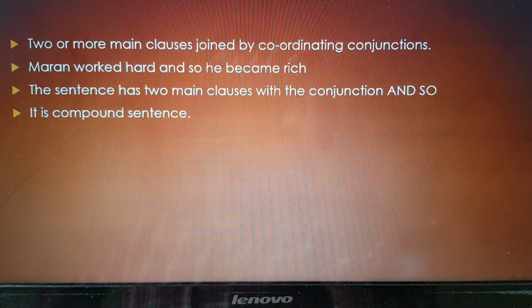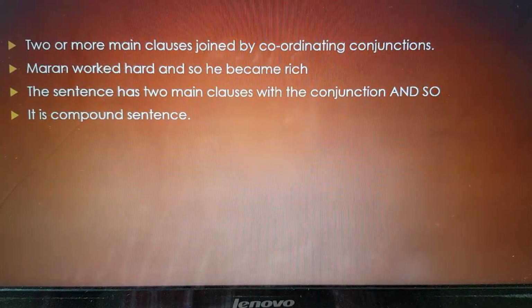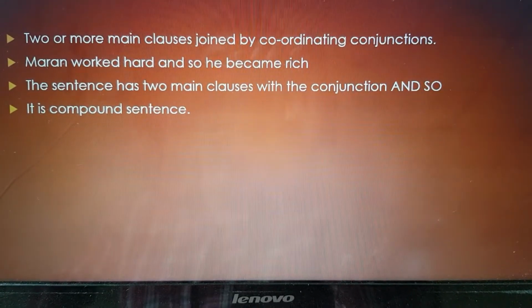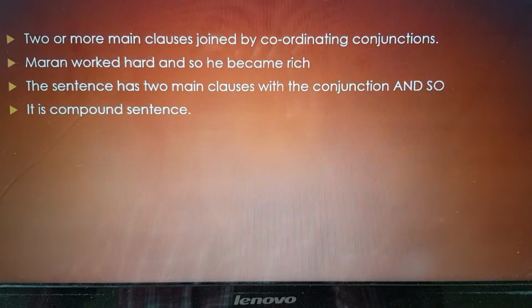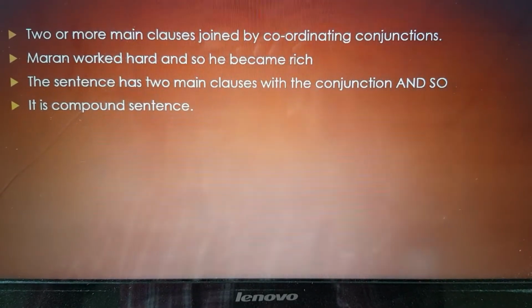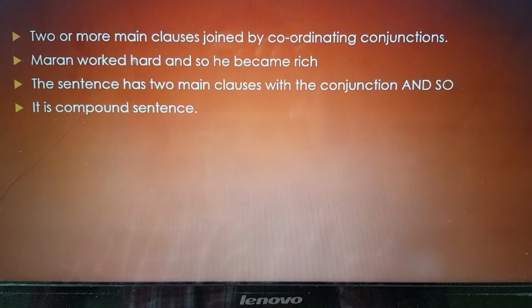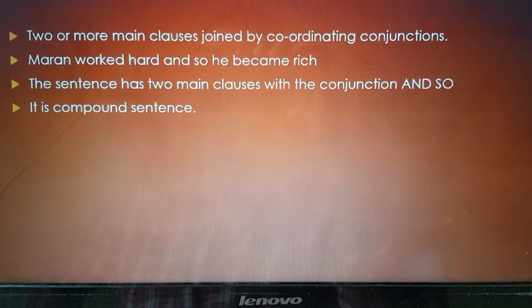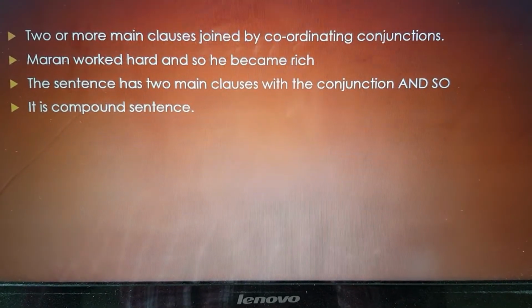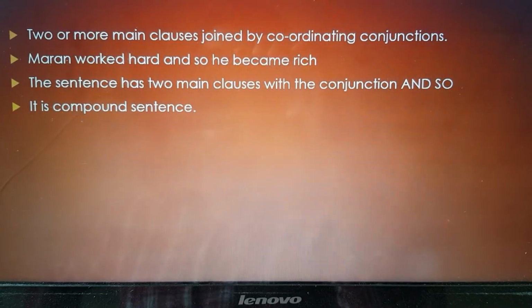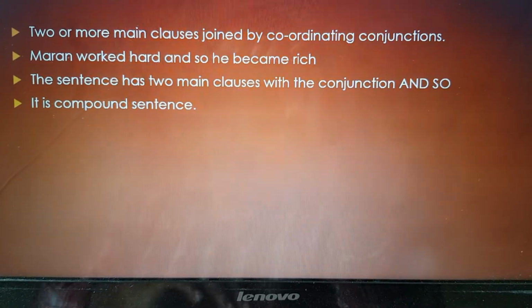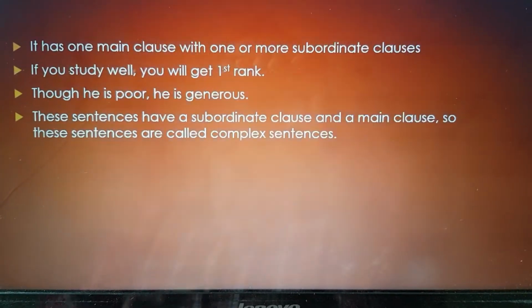So here if you look at the example, Maran worked hard and so he became rich. Maran worked hard is the main clause, and he became rich is also another main clause, whereas "and so" is a conjunction, and this is also called a coordinating conjunction, which combines these two main clauses, that is, Maran worked hard and he became rich. The sentence has two main clauses with a conjunction, "and so". It is called a compound sentence.